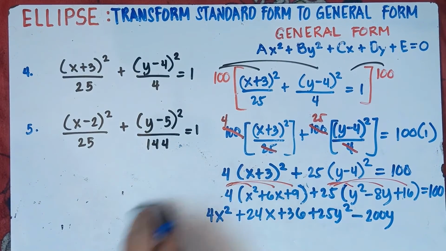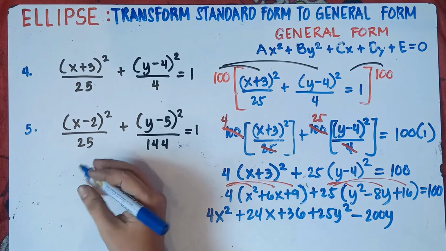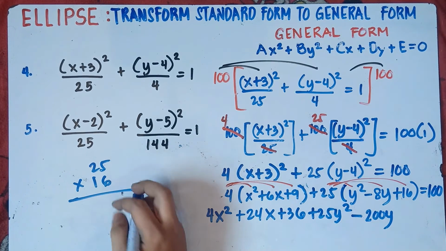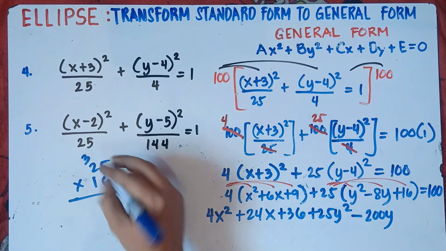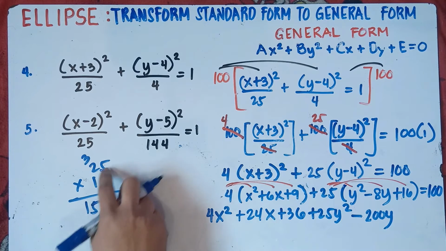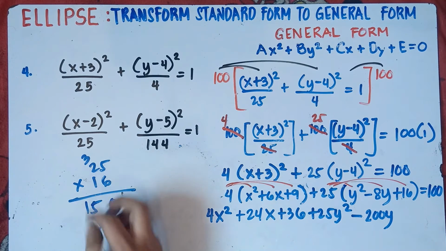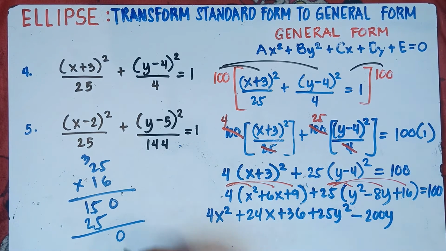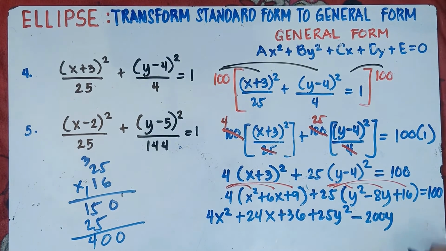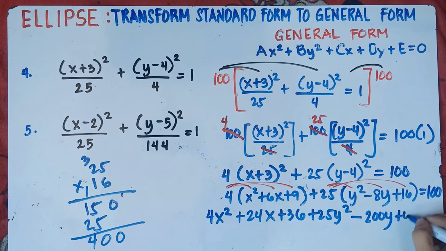These are large numbers, right? So 25 times 16. Alright, 6 times 5 is 30, 0 carry 3. 6 times 2 is 12, plus 3 is 15. 1 times 5 is 5. 1 times 2 is 2. Then add 0. Okay, 5 plus 5 is 10. 0 carry 1. This is 400. Alright, then positive 400 equals 100.